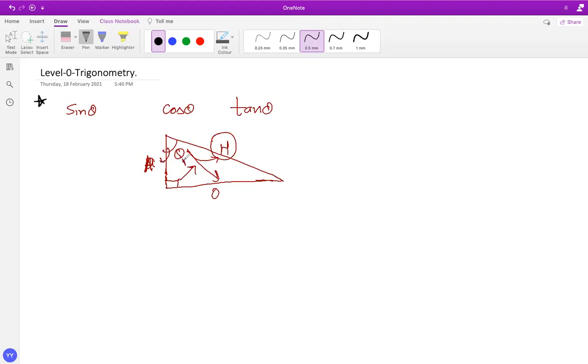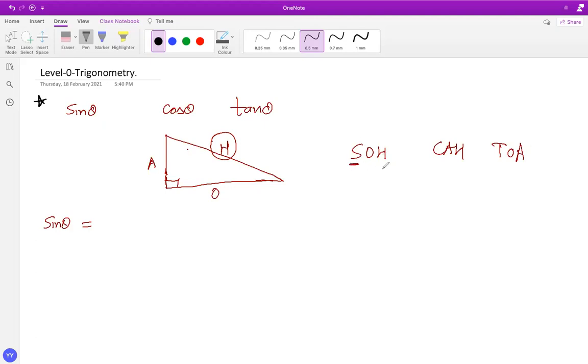Opposite is the side straight opposite to the angle, and adjacent is the one which is just next to the angle. I'm assuming this definition of adjacent and opposite side is pretty clear. Now we define the ratios. We have a rule which we use as a shortcut, Sohcah Toa.